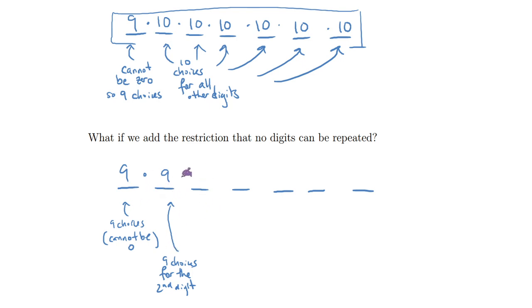And then you go to the third one, and how many would you have here? Well, the only restriction for this third digit is it can't be the same as the first two, whatever the first digit was and the second digit. So there'll only be 8 choices for that one, and then there'd be 7 choices for the next one, 6, and then 5, and then 4. Okay, so it would be this many.